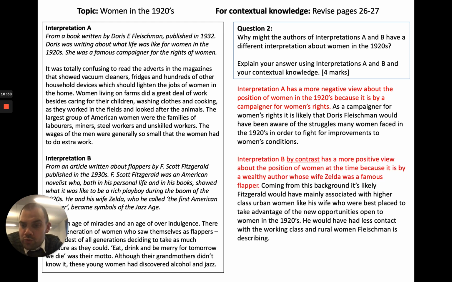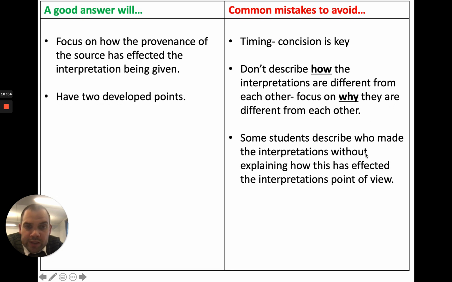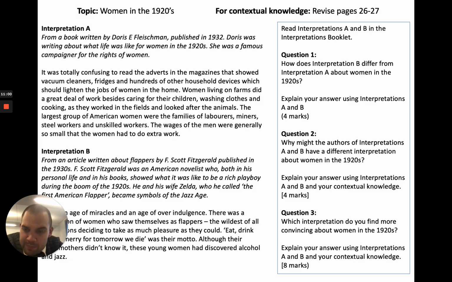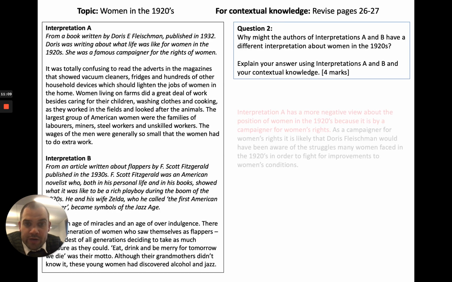So I'm going to first of all focus on what one interpretation says and why. So I say, interpretation A has a more negative view about the position in the 1920s because it is by a campaigner for women's rights. Now, like I said before, when we were looking at these common things to avoid, you don't just stop there. You don't just say, oh, she was a campaigner for women's rights, so it's more negative. You have to explain, so she's a campaigner for women's rights, so what? How does that mean that she has a different interpretation to Fitzgerald?